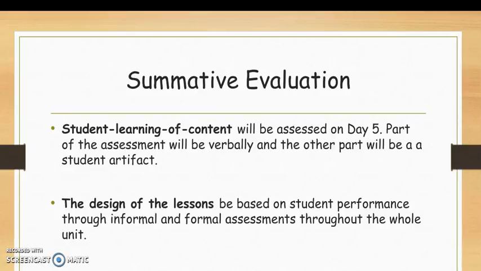And finally, the summative evaluation for the student learning of content will be assessed on day 5. Part of the assessment will be verbal and the other part will be a student artifact. The design of the lessons will be based on student performance through informal and formal assessments throughout the whole unit.